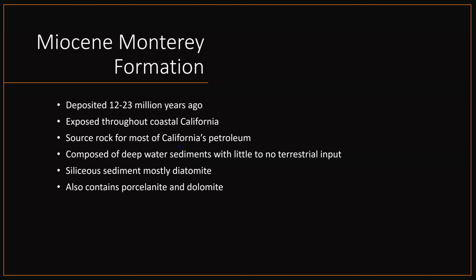It's composed of mostly deep water sediments with little to no terrestrial input. So most of this material came from that oceanic plate. We see siliceous sediment mostly in the form of diatomite. And it also contains porcelanite and dolomite.